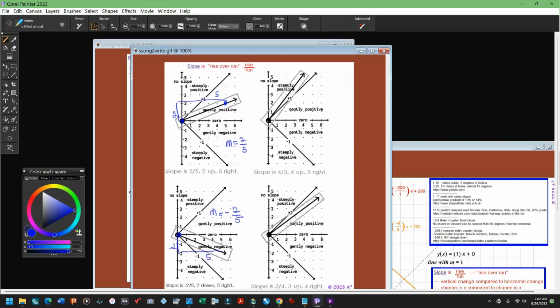The same would be true with a slope of 3/4. We're going to rise 1, 2, 3, 4. Rise 4. Run 1, 2, 3. Slope of 4/3. This slope isn't quite as large as 1. This slope rises 1, 2, 3, runs 1, 2, 3, 4. This one's steeper than 1. This one's not as steep as 1.